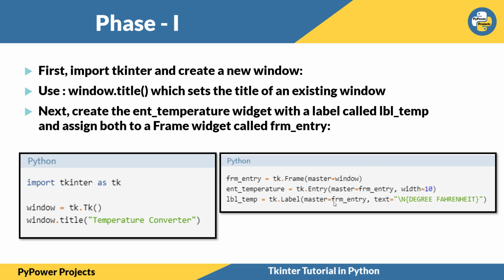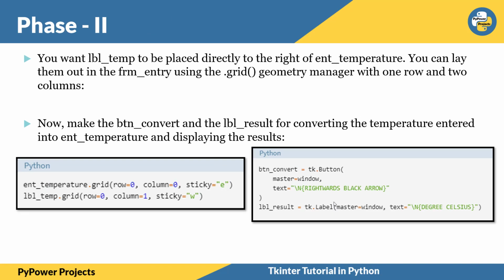This is very understandable and very basic. Next, you want to place the label temperature directly to the right of the entry temperature, so that you can display the temperature. So it will appear on the right side of it, using the grid geometry manager with one row and two columns: row 0 column 0 and row 0 column 1. Then we will create the button with master equal to window and text as a rightwards black arrow, which will convert into Celsius.